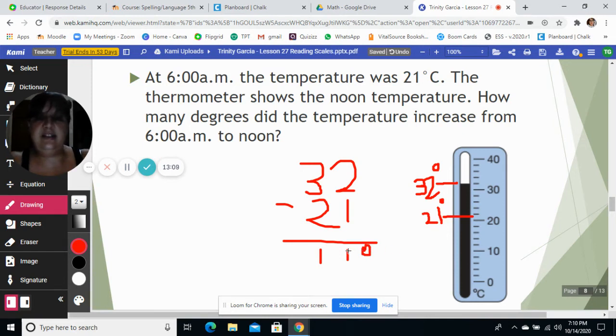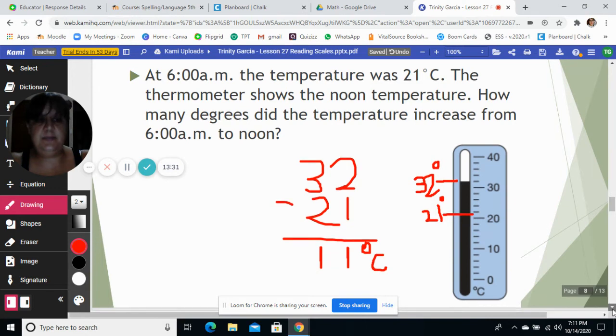11 degrees Celsius, and we want to put a C so we know it's Celsius and not Fahrenheit, because that's a big difference. Remember how different those scales are. Okay, so we want to make sure we're putting Celsius and not Fahrenheit, and we want to include that so we know what we're talking about. Okay, so it increased 11 degrees Celsius.